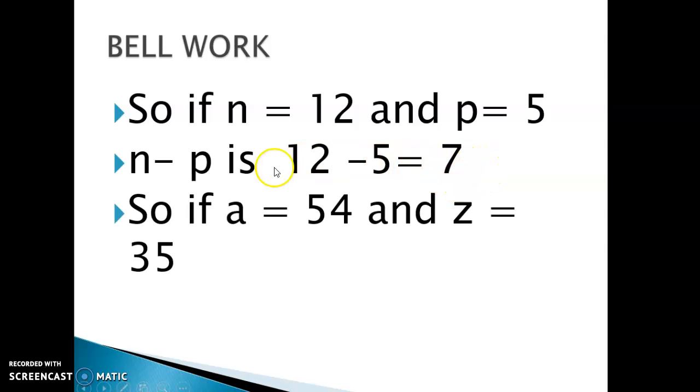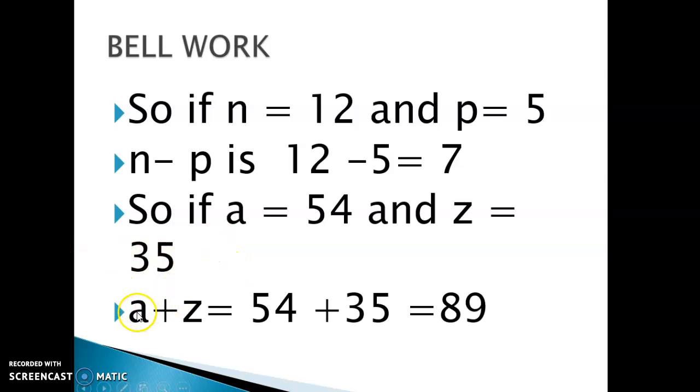Okay, next question. If A equals 54 and Z equals 35, the question is A plus Z. How do we write it in? We write A as 54, we write down the sign plus, and we write Z as 35. 54 plus 35 equals 89. Okay, you can do the working at the side to check if my calculation is correct, but it is.